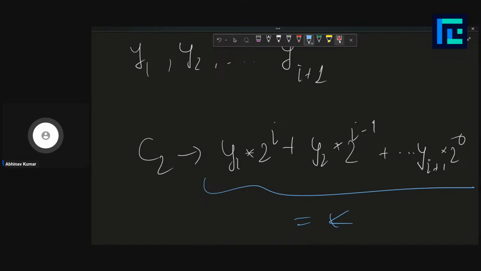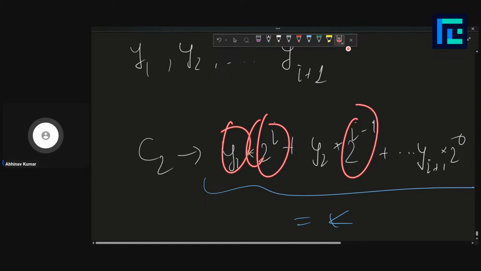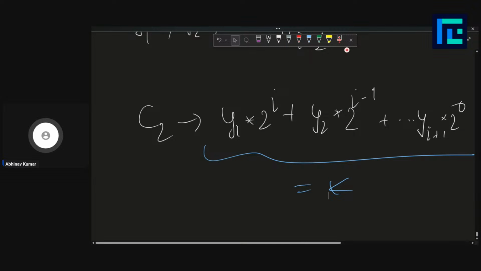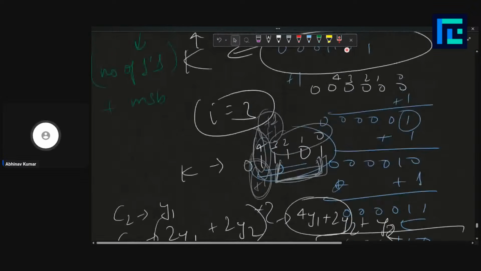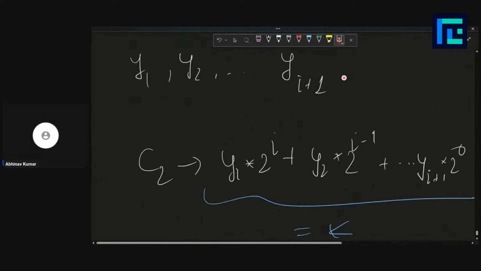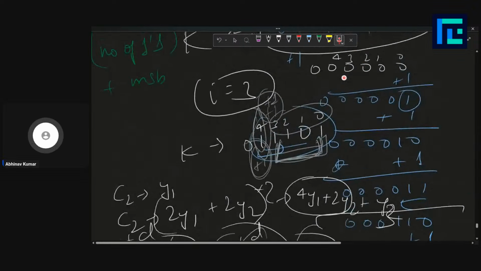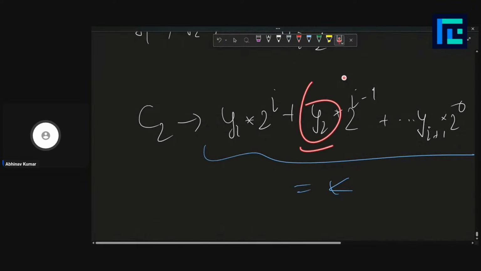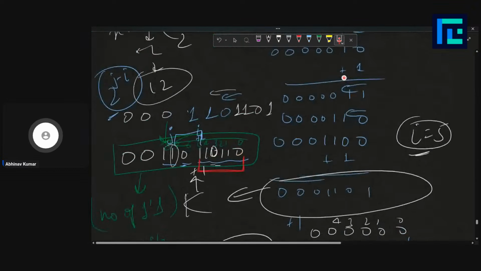So basically you can see all these coefficients are some powers of 2 from 0 to I. So basically in binary, from 0 to I, you can do a plus 1 to any of the powers of 2. Whenever you do a plus 1 here, you are doing a plus 1 to y1 here. Whenever you are doing plus 1 to this bit, you are doing a plus 1 to y2. Okay. Now you are restricted till the Ith bit only.